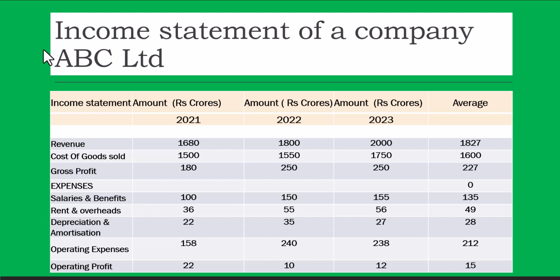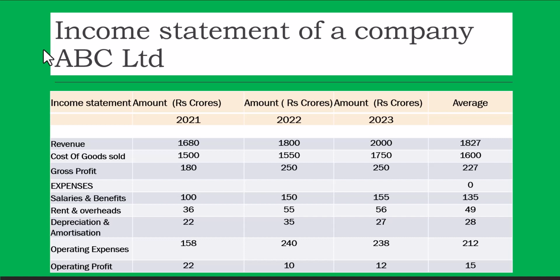Okay, so cost of goods sold, gross profit, expenses. The second line is operating expenses. We add them all, then operating profit and the average. The last line, just focus on the last line. So is the company making operating profit every year, Shubhangini?